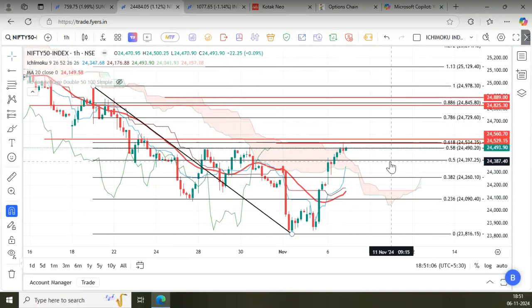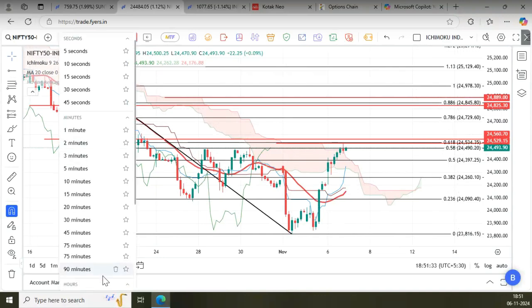Now, having said this, you also see the 24,729 number, right? So let's look at that. Keep that also in mind. So that means that if we cross 24,560 and sustain, then we get to 24,729 and maybe 24,845. So that's on the upside. But if we fail to cross this 24,561 for the reasons I told you, now let's convert this back into a daily chart.